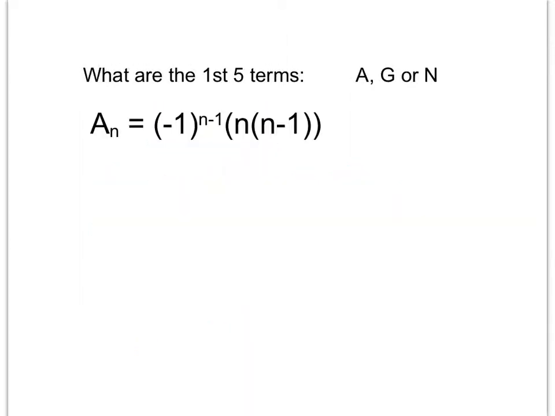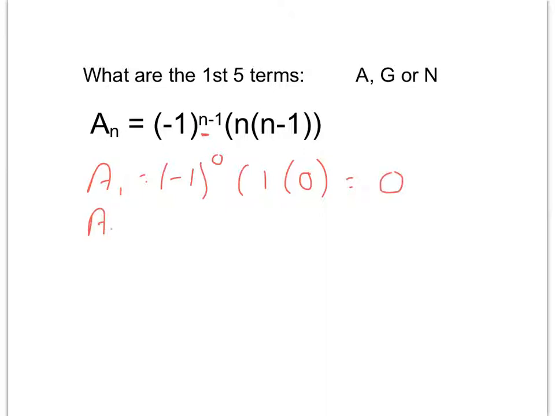Okay, in this one, we're going to find the first 5 terms. Once again, a sub 1 is going to equal negative 1 raised to the 1 minus 1, which is 0. In other words, I'm going to replace my n with 1, times 1 times 1 minus 1, which is 0. Now, negative 1 to the 0 is positive 1, but 1 times 0 is 0, so this equals 0. That's our first term.